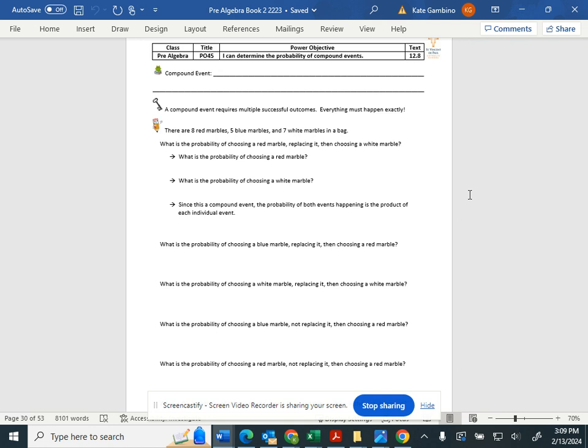Now, some of you have asked me about this with the Khan Academy assignments, that I do have an assignment about compound events. This will help you with that Khan Academy assignment.